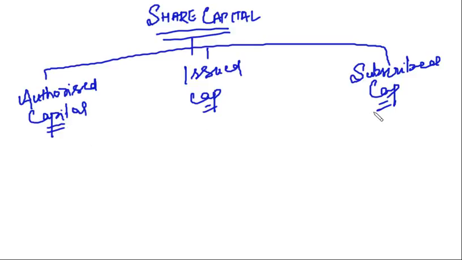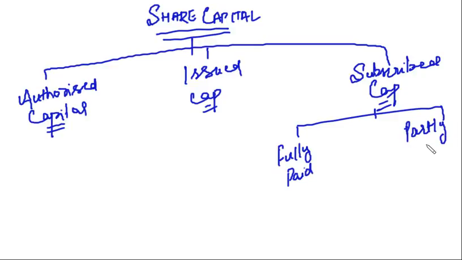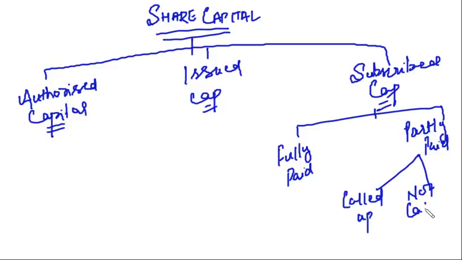Subscribed capital is further divided into two parts, fully paid and partly paid. Then partly paid is further divided into two parts, that is called up and not called up. This is what we have discussed till the last lecture. We divided share capital into three parts: authorized capital, issued capital and subscribed capital.